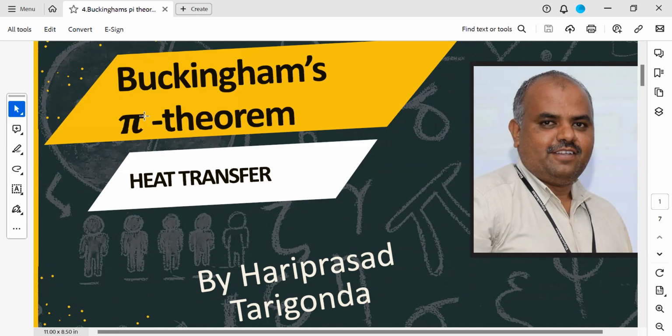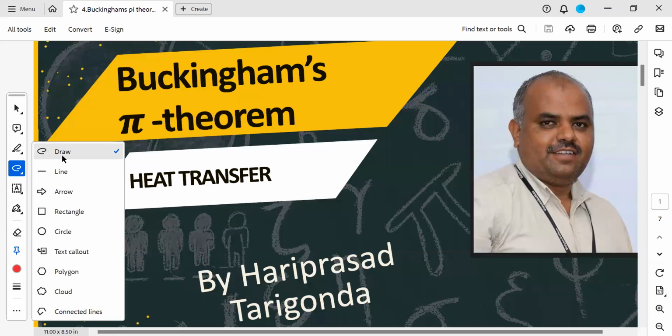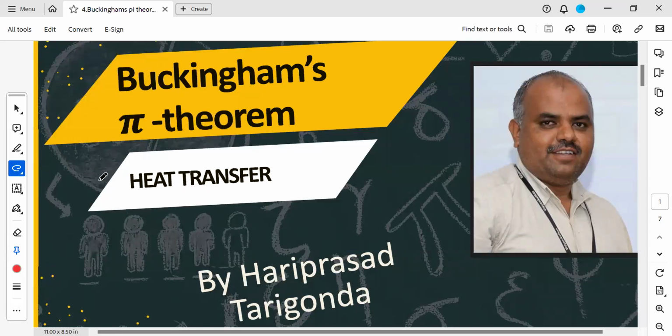It is one of the tools used in dimensional analysis. Dimensional analysis is generally done with the two methods we saw in the previous session. One method is Rayleigh's method. When the number of variables is less than three or four, we can apply Rayleigh's method. Otherwise, we need to go for Buckingham's pi theorem. Today we will see Buckingham's pi theorem thoroughly.